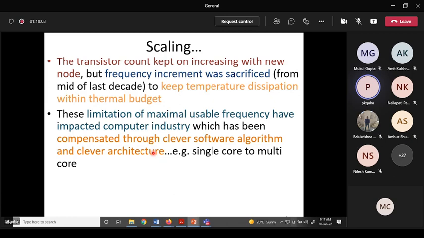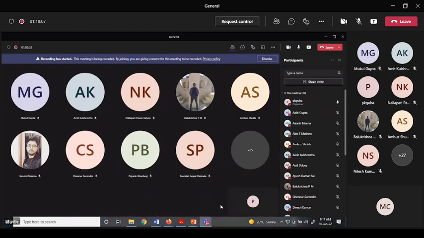Do you know what a node is? Any of you? So am I muted, everyone, or can you unmute yourself and talk? So nobody is speaking. Any of you know what a node is?